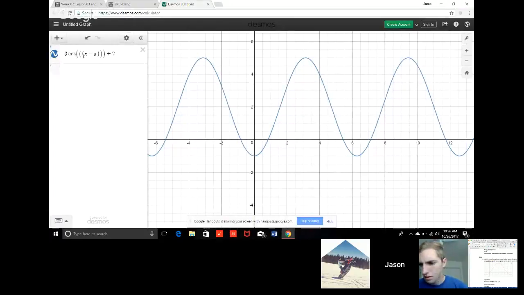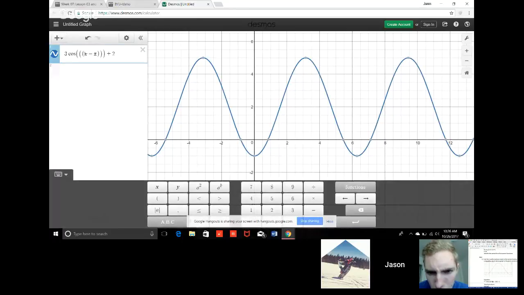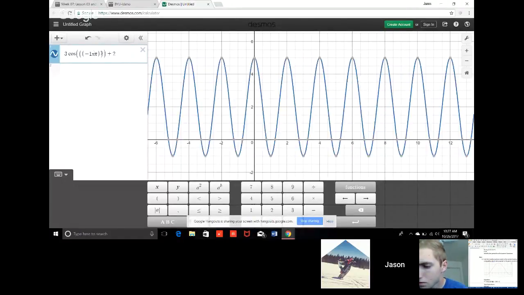Looks like it needs to move left 1, maybe? Perhaps. How do we get the graph to slide left 1? You have to go wherever's inside the parentheses, move left or right. This one? Yeah, so it'd be -1x. That didn't do anything. What if we did a plus pi?